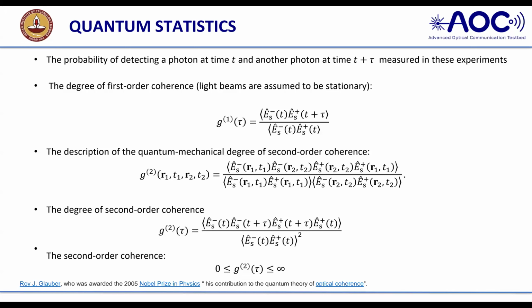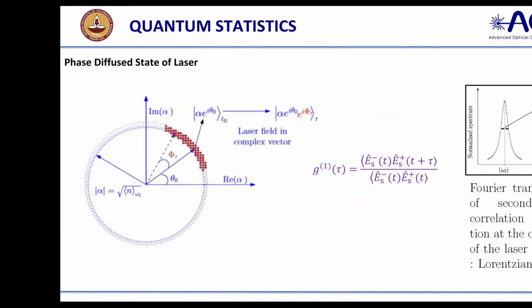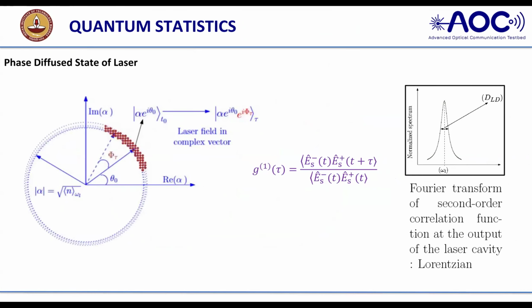With these two degrees of coherence, we can get the autocorrelation function, and taking the Fourier transform, we will get the spectrum. Through the spectrum, we can observe the physical reality: how the intensity is decreasing, how the phase information is getting disturbed. So up to this, I think we cover the basics of quantum statistics and quantum optics.